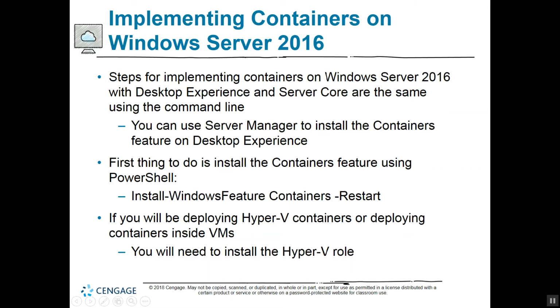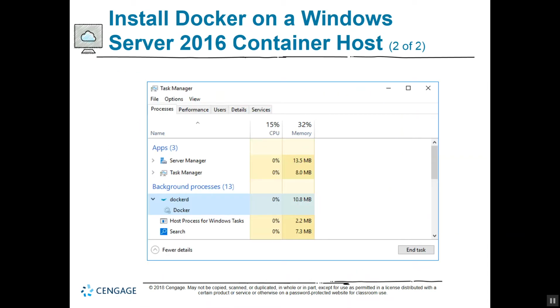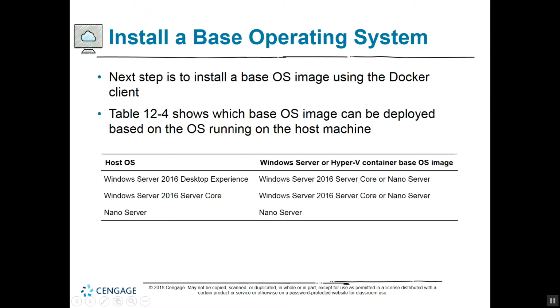Now, the steps for implementing containers on Windows 2016 Desktop Experience and Server Core are the same using the command line. We can use PowerShell, and it works just the same in either one. And here we are. To install it, two cmdlets. We'll go ahead and restart the computer, and we're up and going. Now, we can check Task Manager. If we install Docker on a Windows 2016 container host, we can see it here.